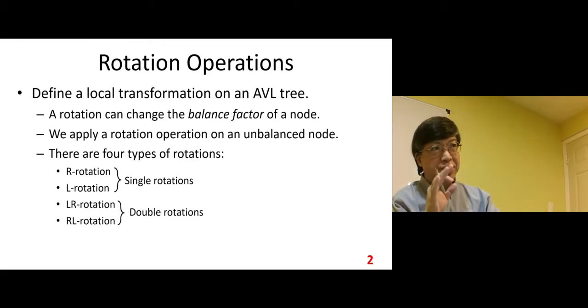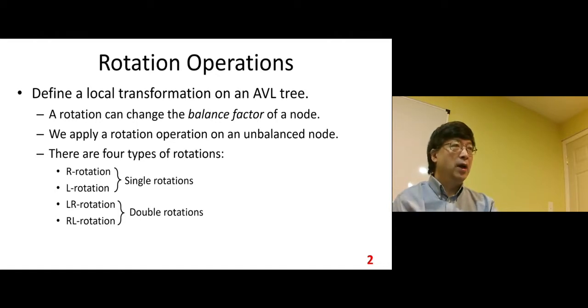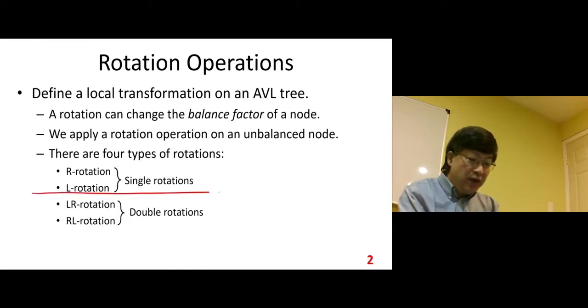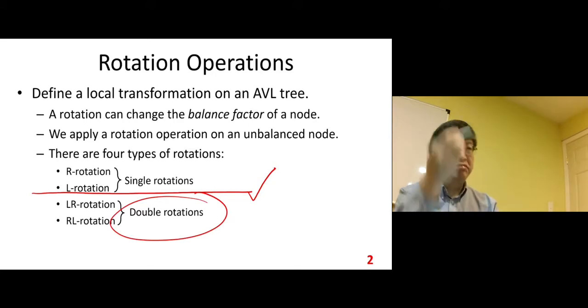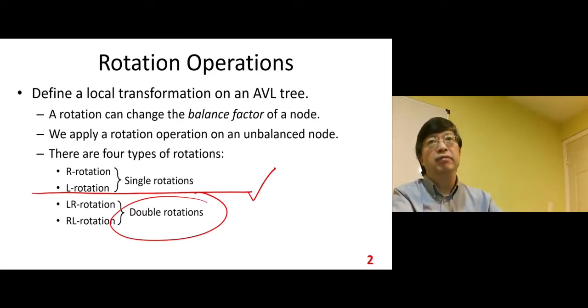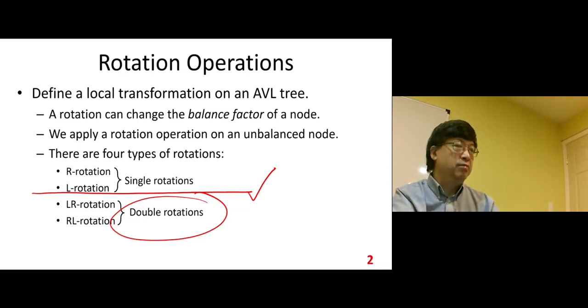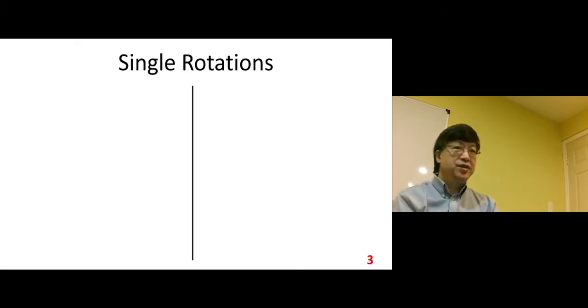So let's look at these 2 types one by one. We look at the single rotations first. This part we just look at the single rotations. Next part we will look at the double rotations. Then we can recover any unbalanced BST to an AVL type, balanced BST.